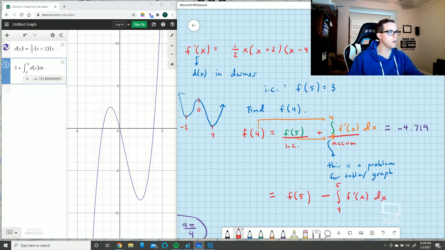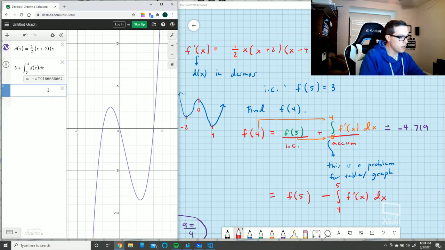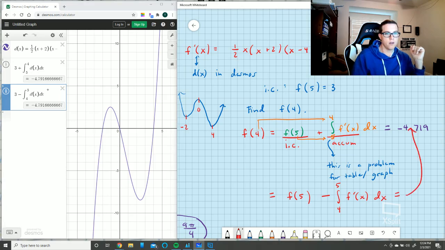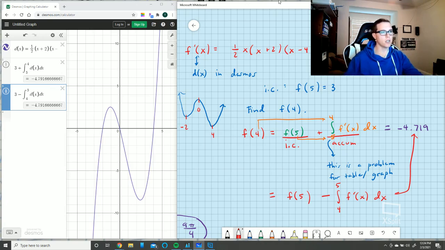And if you don't believe me, we can always go back to Desmos and do 3 minus the integral from 4 to 5 of e to the x. Yes, same answer. Cool. So the story here is if you're accumulating backwards, still do initial condition plus accumulation. But think about it, if I'm going backwards, I'm subtracting area I accumulated. That's why we're allowed to do this flip. We're subtracting accumulated area.